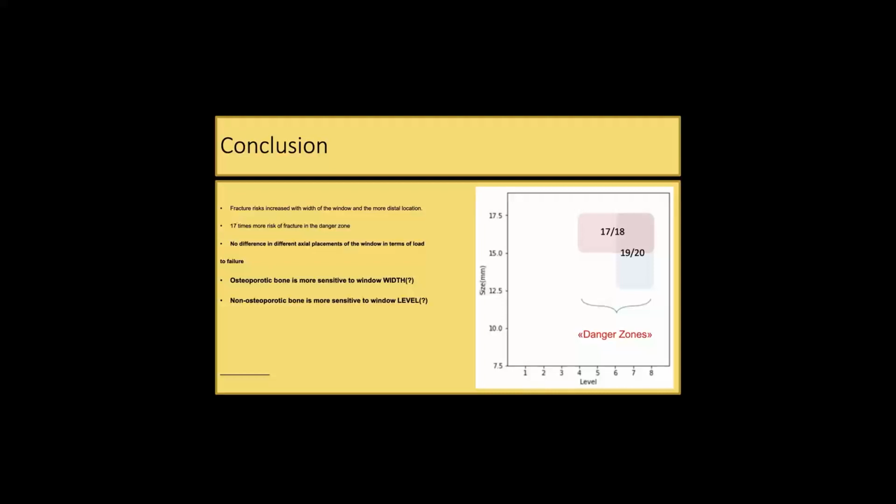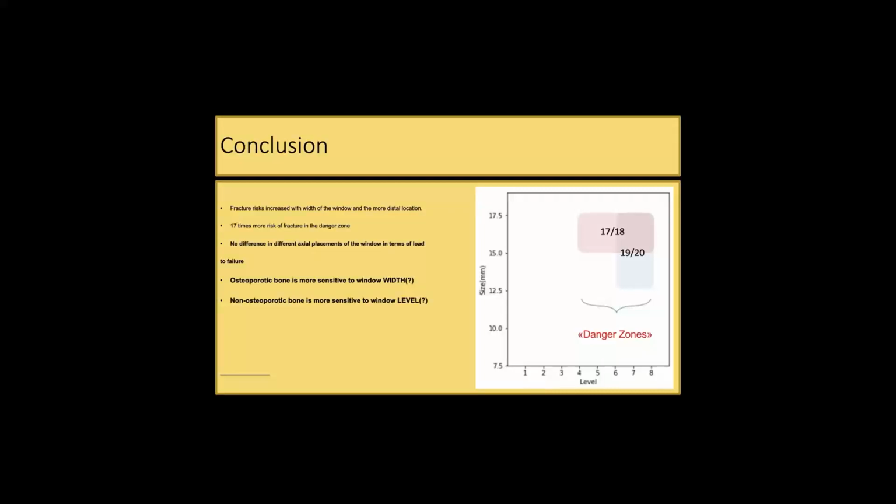And so our study revealed that the fracture risk increases with the width of the bone window and the more distal location. This is well known. This is not very exciting results. However, our study still found them, and we therefore report them. The more interesting result is that once you get inside this danger zone, there is a 17 times higher risk of fracture.